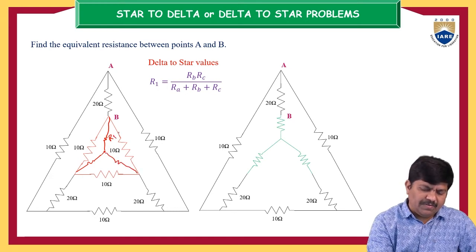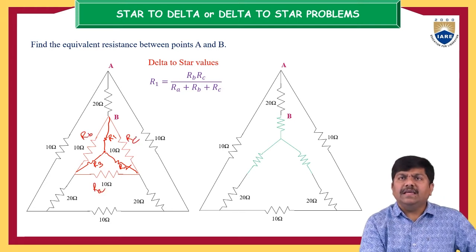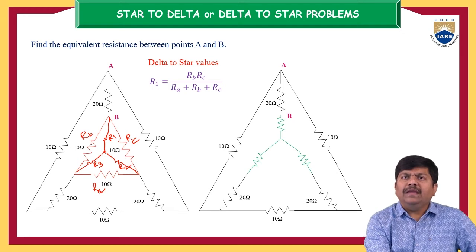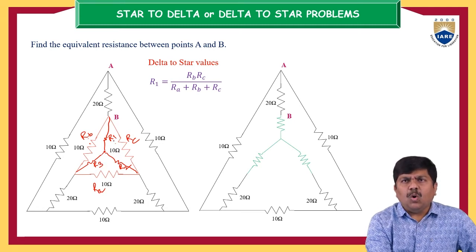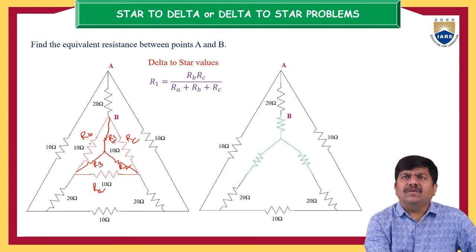Suppose this is R1, this is R2 and this is R3, and the delta sides are RA, RB and RC. These RA, RB, RC are nothing but the sides of the delta. R1, R2, R3 are the sides of the star connected one. So how can we determine the R1 resistance? How can we remember this formula? R1 we develop by eliminating the two sides RB, RC.